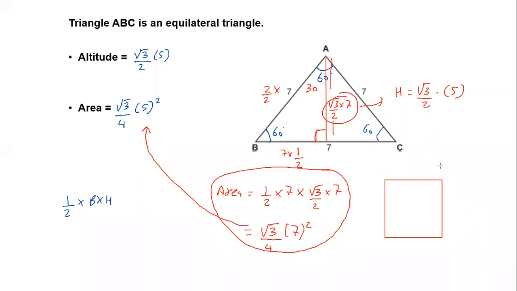Similarly, in a square, if I join the diagonal, you'll acknowledge the fact that a square is actually broken down into two special triangles of 45, 45, 90. This becomes 45, this becomes 45, and this becomes 90. So if I ask you the diagonal of a square, I've seen students applying Pythagoras theorem, but you should be aware: 45, 45, 90, 1, 1, root 2.